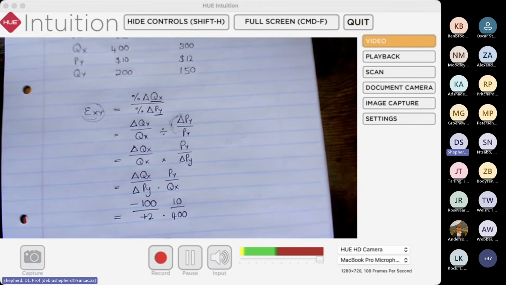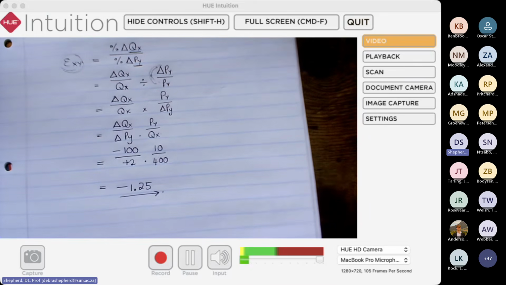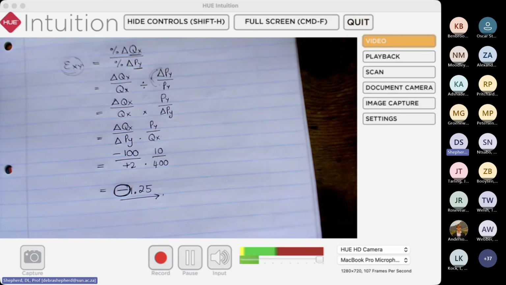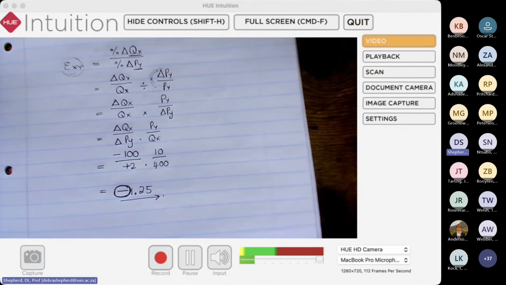Okay, now when it comes to cross-price elasticity, the sign is the thing that we interpret. So this negative tells us that when the price of Y went up, people responded by reducing their consumption of X. That tells me that these two products are complements.